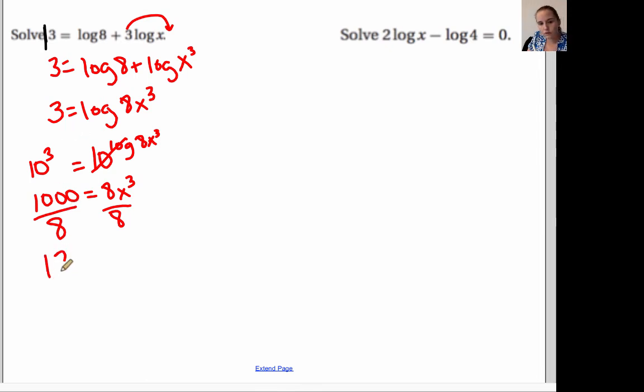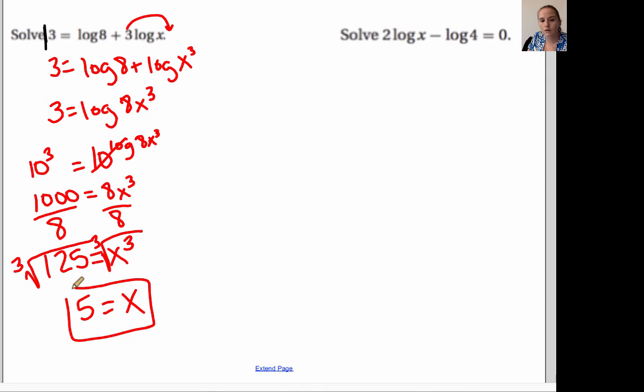So 125 equals x cubed. And of course, if we take the cubed root of both sides, we will have x equals 5. And we could plug that back in to see if it works. And it does in fact work. All right, let's try the next one.